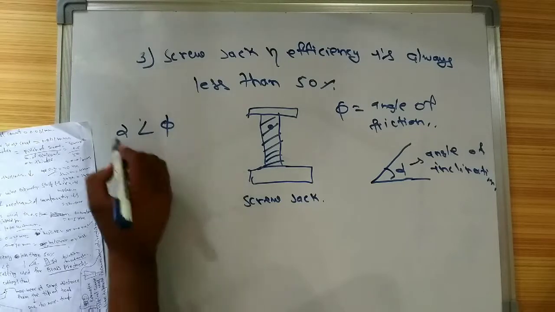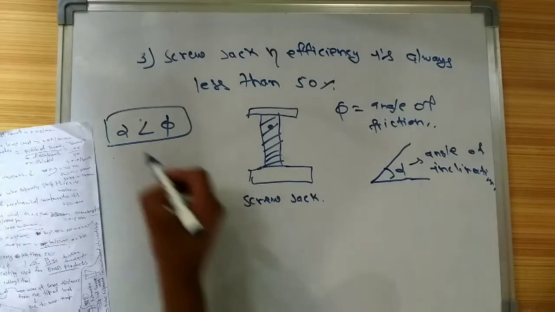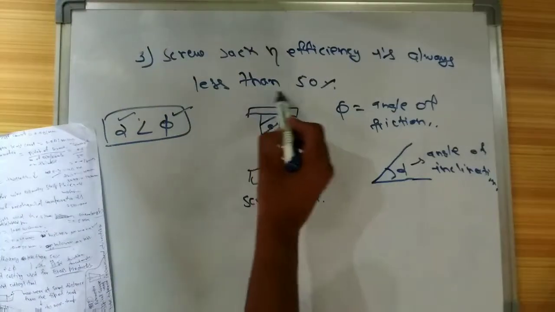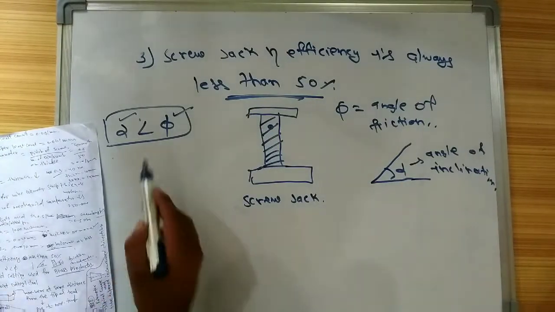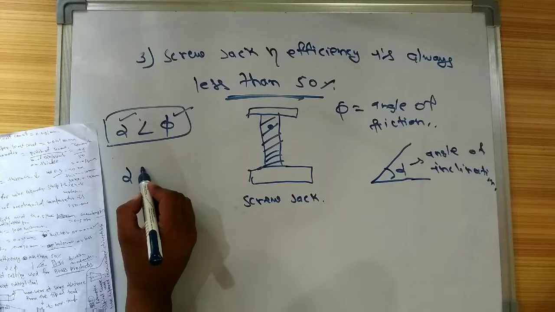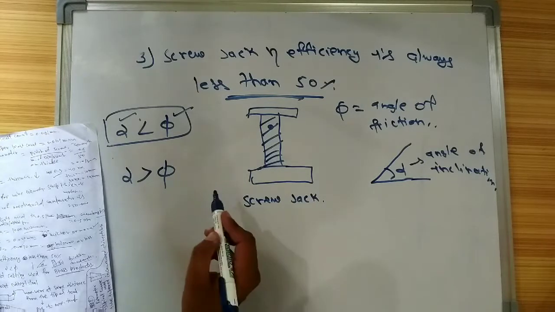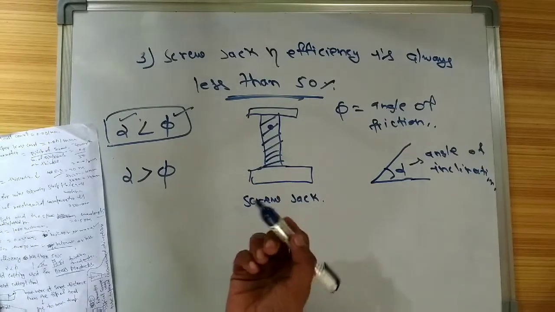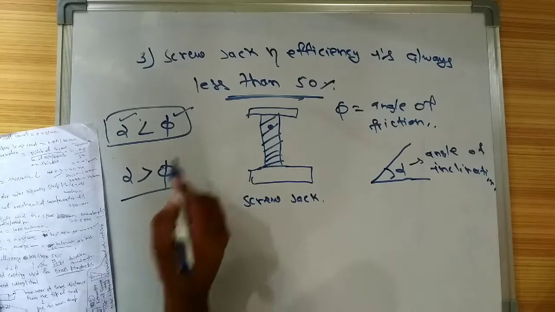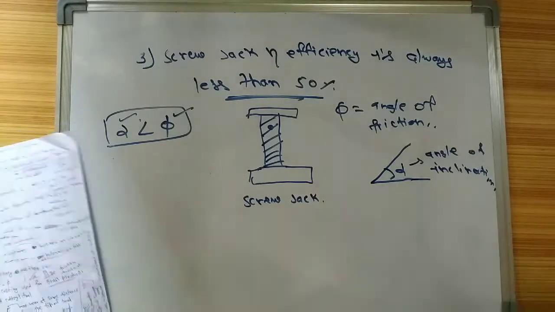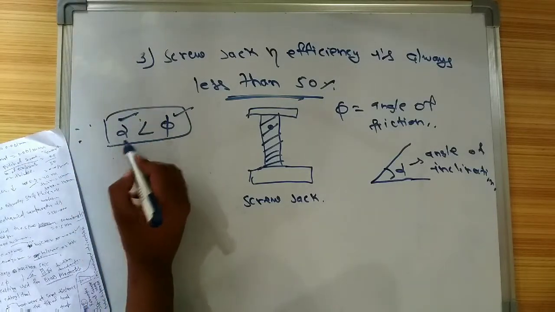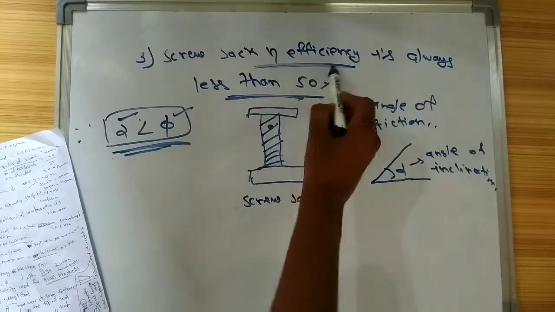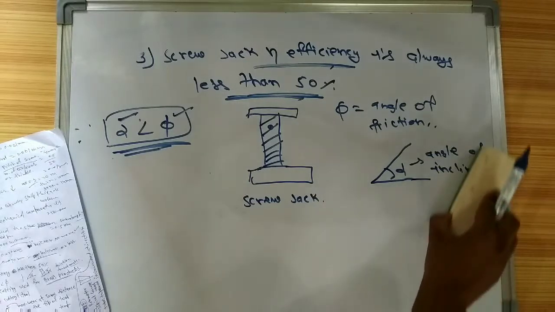In the screw jack, alpha is always less than phi. The angle of inclination is always less than the angle of friction. So due to this, the efficiency of the screw jack is always less than 50%. If the angle alpha is more than phi, then the screw jack automatically rotates, and so it is not useful for the purpose of a jack. So note at this point, the angle of inclination is always less than the angle of friction, and the efficiency of a screw jack is less than 50%.